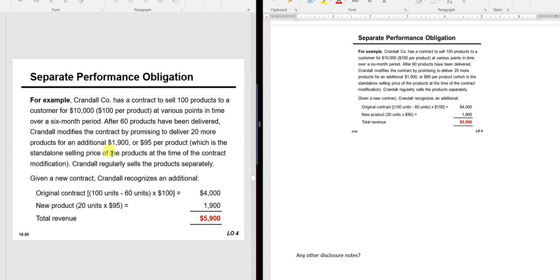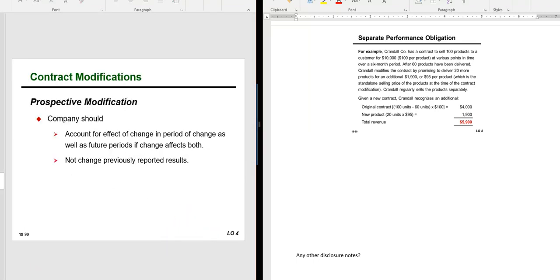Okay, so I think we need to be really clear here whether we're getting the 40 or we're changing the 40 to 20, that is kind of important here. In this case, we are giving the additional 40. So look, 100 minus 60, so I have 40 times $100, which is 4,000. My new products are $95, so I have $1,900 of those. Okay, so the question is, what should they do with this?